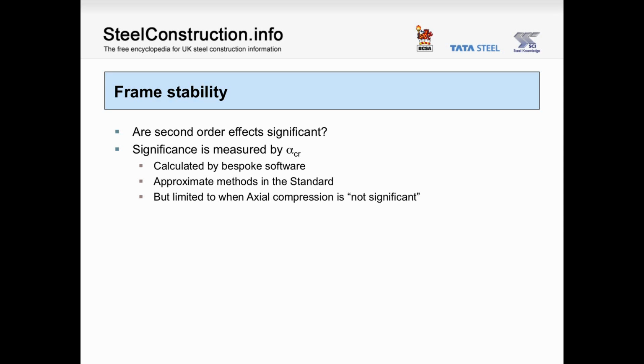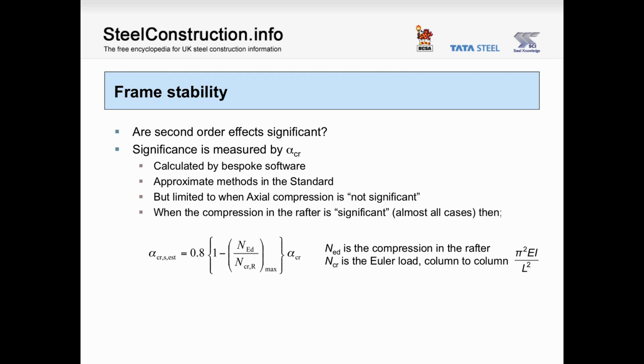There are approximate methods given us in the standard, but those approximate methods are limited. They cannot be used when the axial load in a member is significant. In most portal frames, the axial load in the rafter is significant, and then we can't use the simple approach given us in the Eurocode. And therefore, an alternative expression is recommended, and that's to calculate alpha crit est.